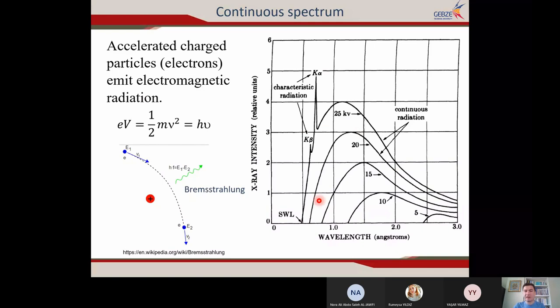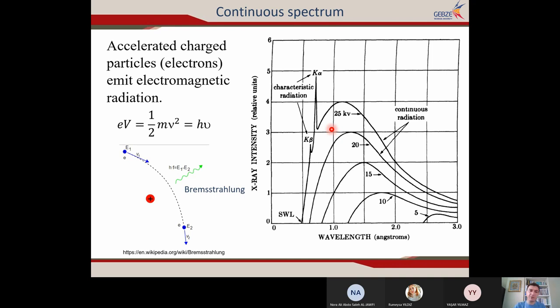If you further increase up to 25 kilovolt, 30 kilovolt, 35 kilovolt, in addition to the continuous spectrum, we see another type of feature here: sharp peaks. Here we have one sharp peak, here we have a smaller one. So what are these sharp peaks? These are the characteristic radiation discovered by Barkla. This is the K alpha radiation, this is the K beta radiation, for example, for copper.